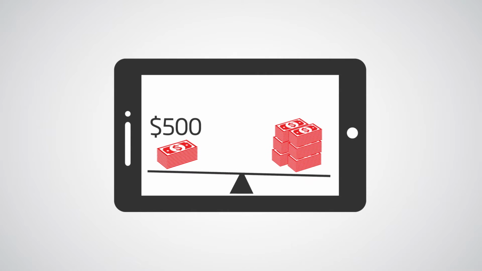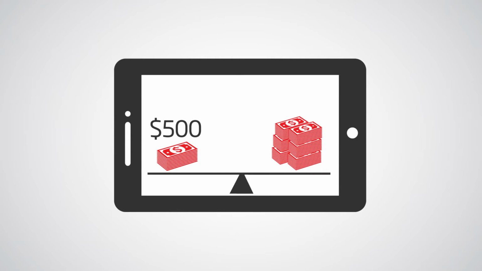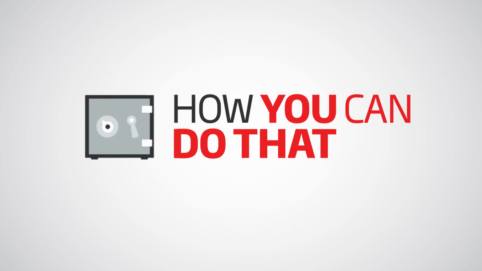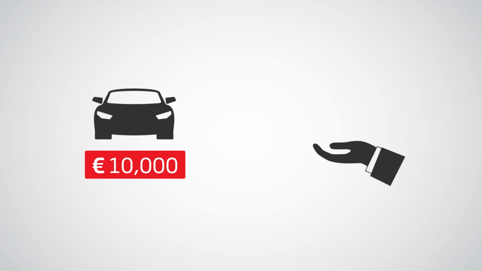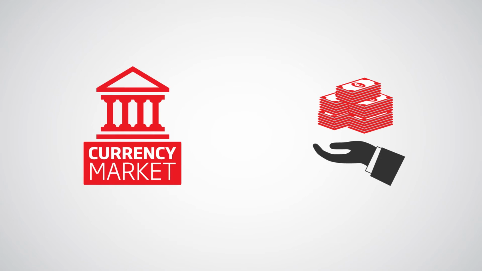In our last video, we said that with $500, you can control a substantial amount of funds in the FX market. We're going to explain now how you can do that. Usually, if something costs 10,000 euro, you'll need to pay 10,000 euro for it. That's common sense. But in FX, you don't have to have the whole price of what you're buying. You only have to deposit enough money to cover possible losses.